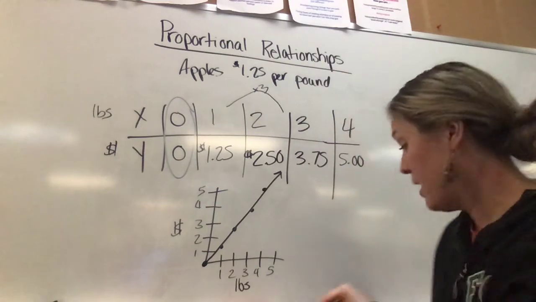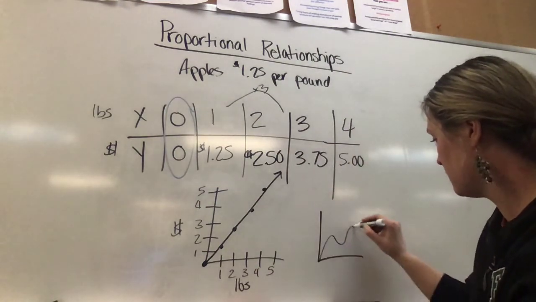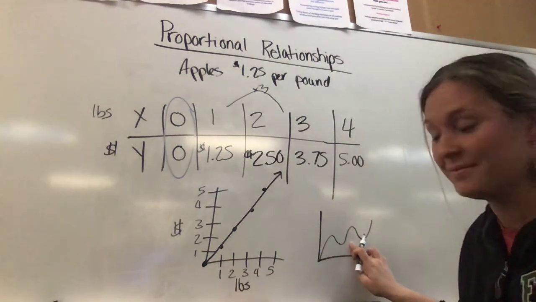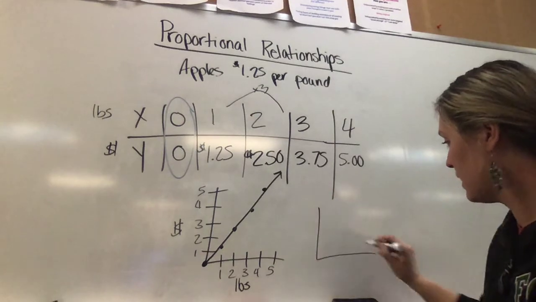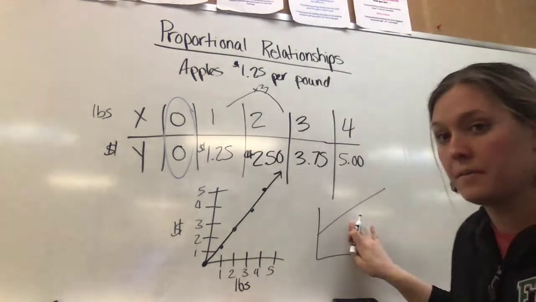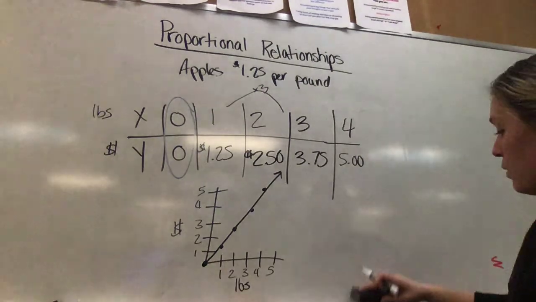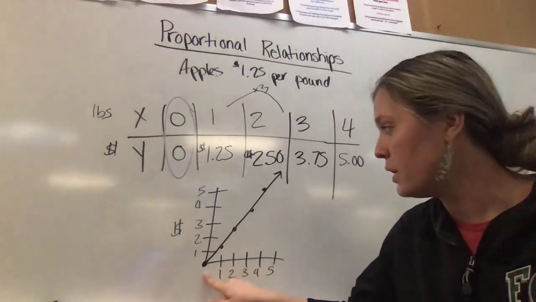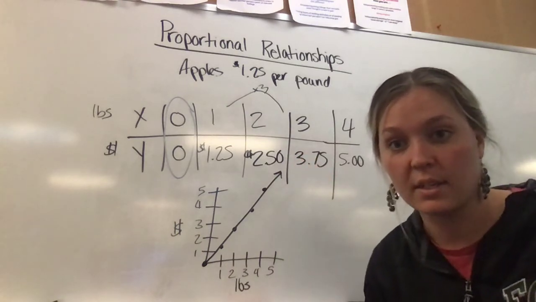If the graph looks like this, not proportional. If the graph looks like this, not proportional. So proportional graphs have to start at the origin and have to be a straight line, which means it's growing at a constant rate.